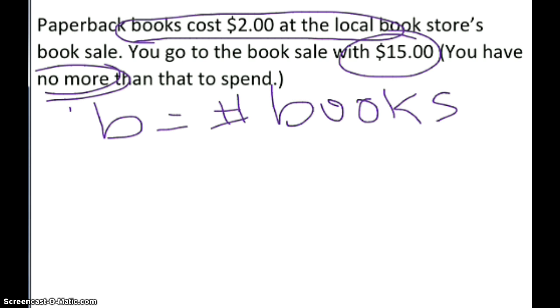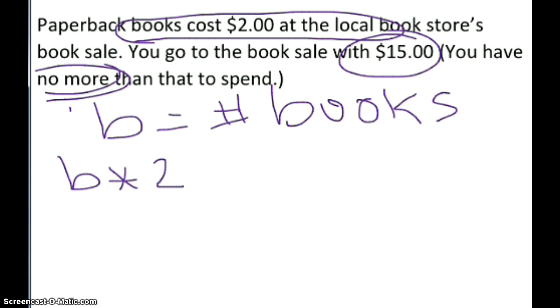why don't you go ahead and write what you believe your inequality to be. So push pause, write your inequality, and then check back with me. Alrighty, do you have your inequality? Let's check it out. How many books are you going to get? Well, you're not sure. That would be B. How much does each book cost? $2. So how do you write that? You're going to buy B books, and each book is going to be $2. Perhaps you did B times 2, which would be fine.